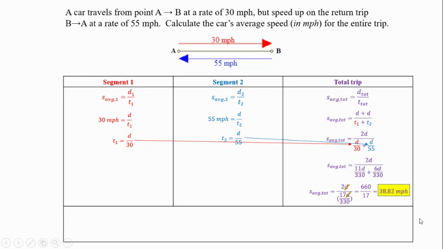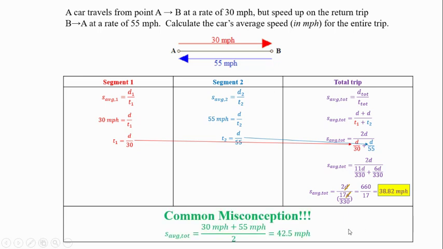All right. What I would like to address lastly is this misconception. Sometimes kids do physics improperly. Do not simply just take 30 plus 55 and divide it by 2 because there are simply two numbers. So this is a big no-no. As you can see, if you do this, you'll get 42.5 miles per hour, which is not close to 38.82. So do not carry this misconception as you practice these types of problems. All right, I hope that helps.